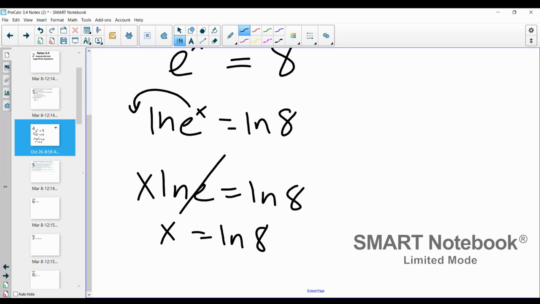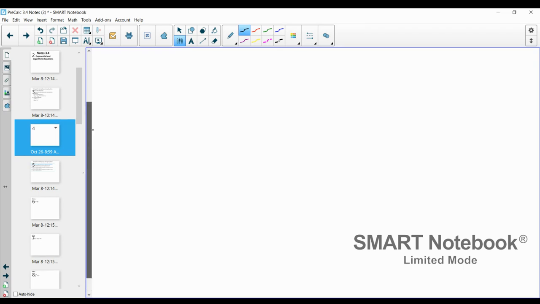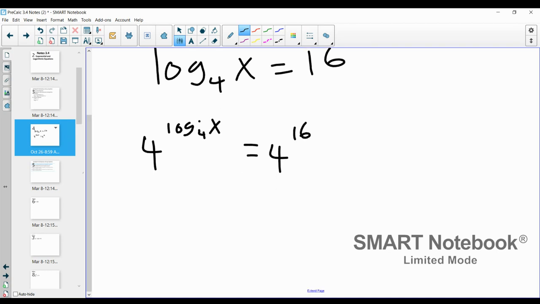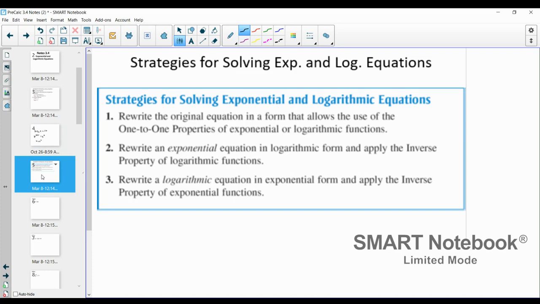One additional one, and it works similar to the first one I did, but maybe you have the log base 4 of x equals 16. Okay, so to get rid of log base 4, what we need to do is 4 raised to the log base 4 of x equals 4 raised to the 16. The log base 4 and the 4 cancel out, so this is x equals 4 raised to the 16 power, which is too big of a number for me to calculate. Okay, but those are going to be the big properties I use. Those are the inverse properties, and that's what I'm going to use mostly throughout the lesson.